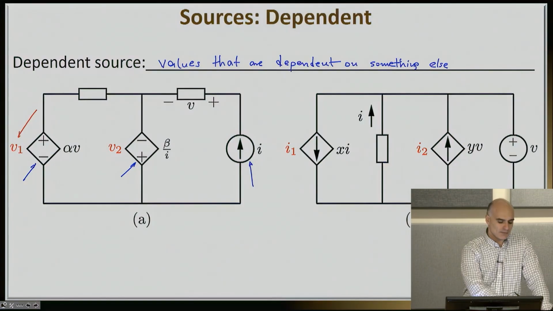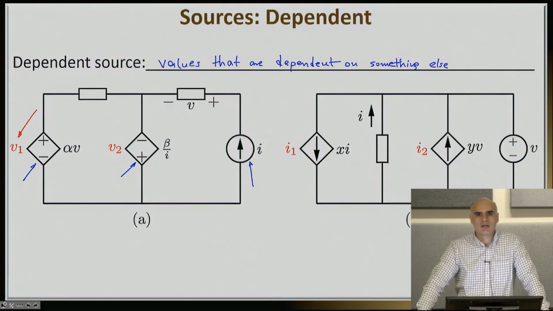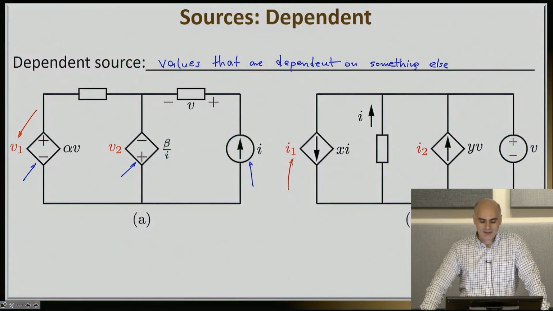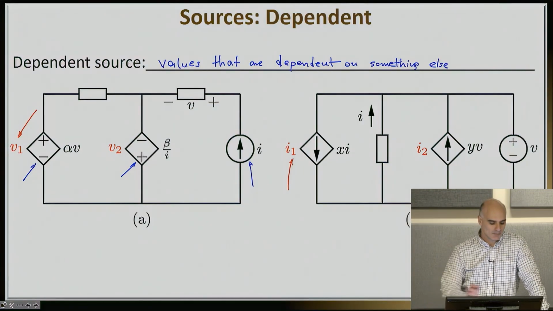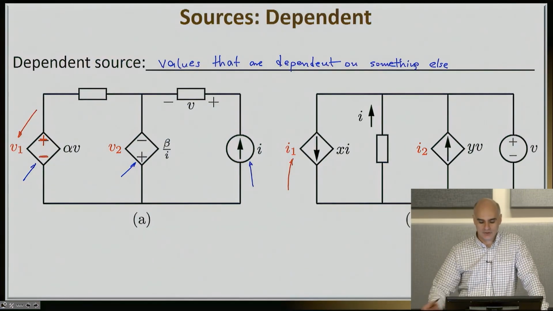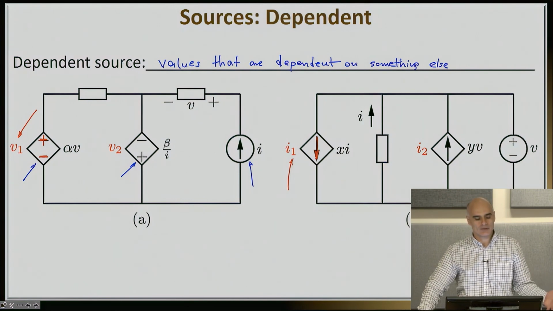A dependent source may again be a voltage source. For example, look at this V1 here. It signifies a dependent voltage source, or it can be a current source. This I1 here signifies a dependent current source. Notice that except for that diamond symbol, everything else remains the same. I still have a plus or minus polarity for the dependent voltage source, and I still have an arrow for the dependent current source. Now, if you check those values, let's say V1 or I1, you will find out that they depend on something else.